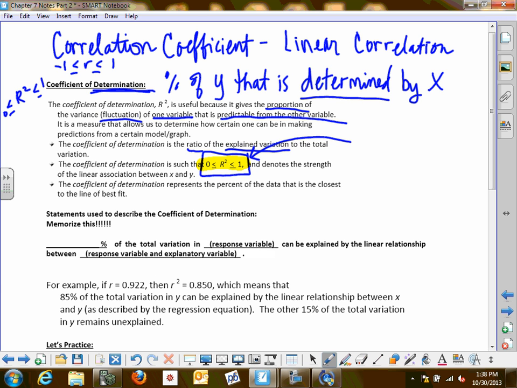Okay, good. And again, why does it have to be from 0 to 1? Because it is squared, so the square makes it positive. There's another reason. It's a measure of percent. Tell me about percent. You can't have negative percent. Okay, good. It represents the percent of data that is closest to the line of best fit, which is kind of, I think, where you were headed, Sarah, so I wanted to stay away from that.